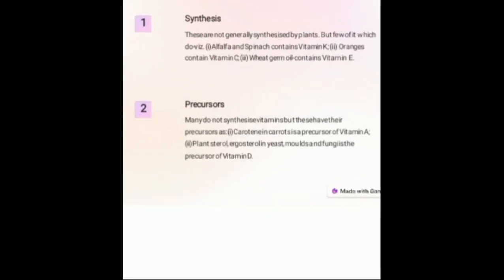Next we have vitamins. Synthesis of the vitamins mainly occurs not directly but due to some precursors. Carotene is a precursor of vitamin A, and plant sterols are the precursor of vitamin D.